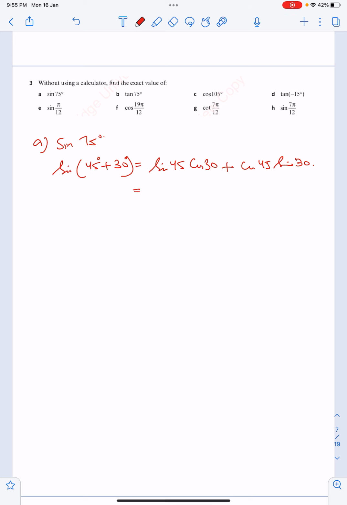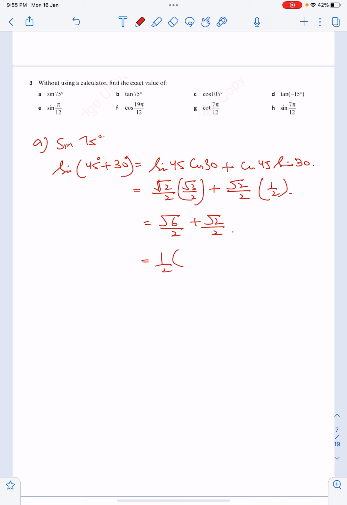Okay. So, sine of 45 is root 2 upon 2, cos of 30 is root 3 upon 2, plus cos of 45 is root 2 upon 2 and sine of 30 is half. Let us simplify this. This will become root 6 upon 4 plus root 2 upon 4, which is 1 upon 4 times root 6 plus root 2. This is the final answer, or you can even write it this way, root 6 plus root 2 upon 4.